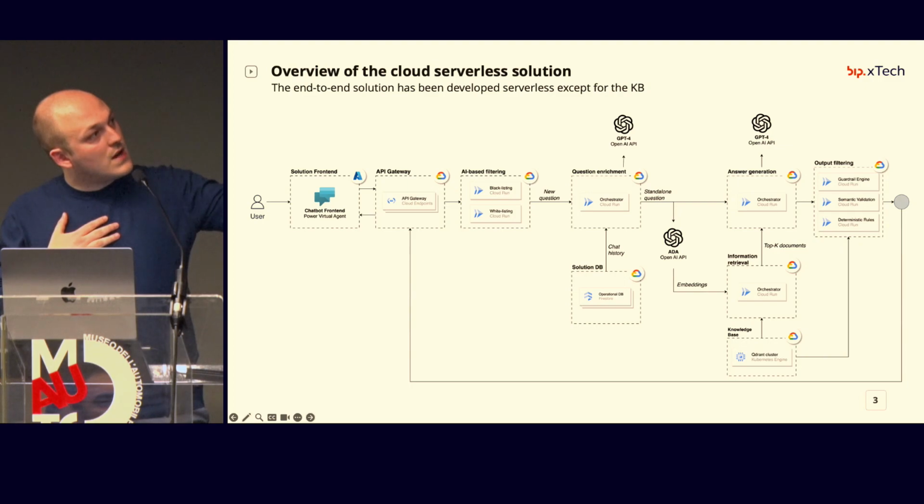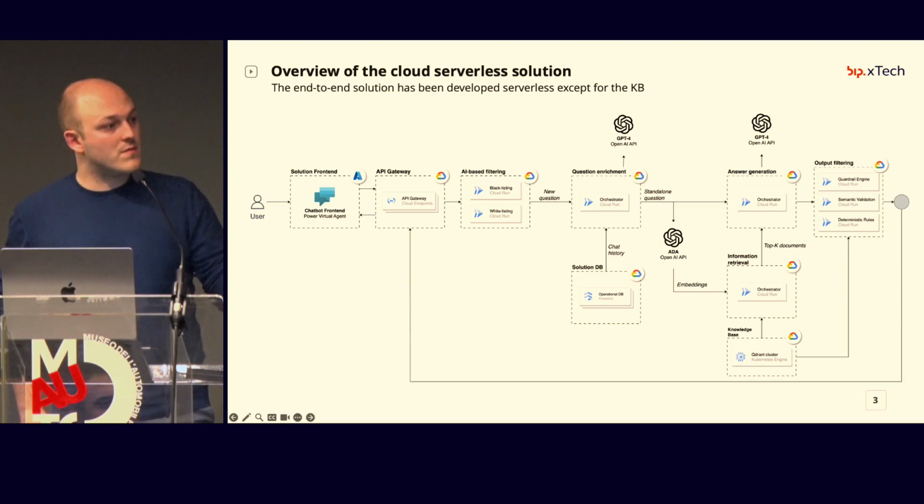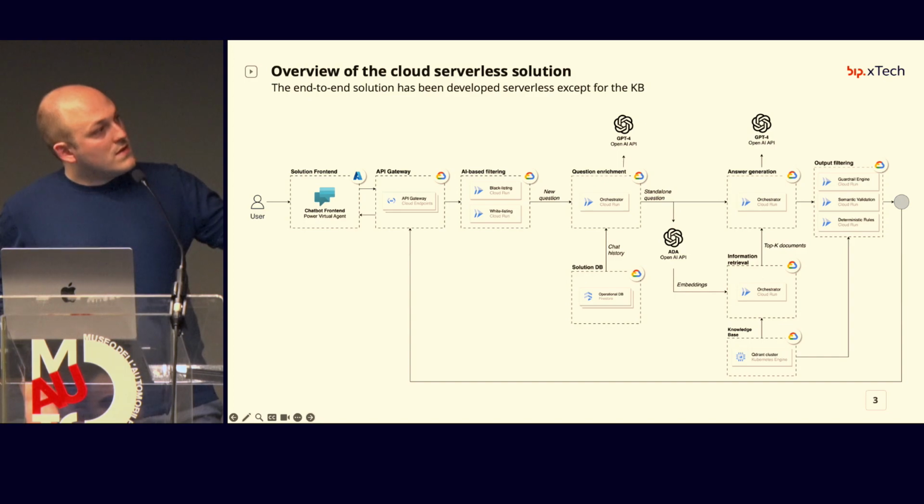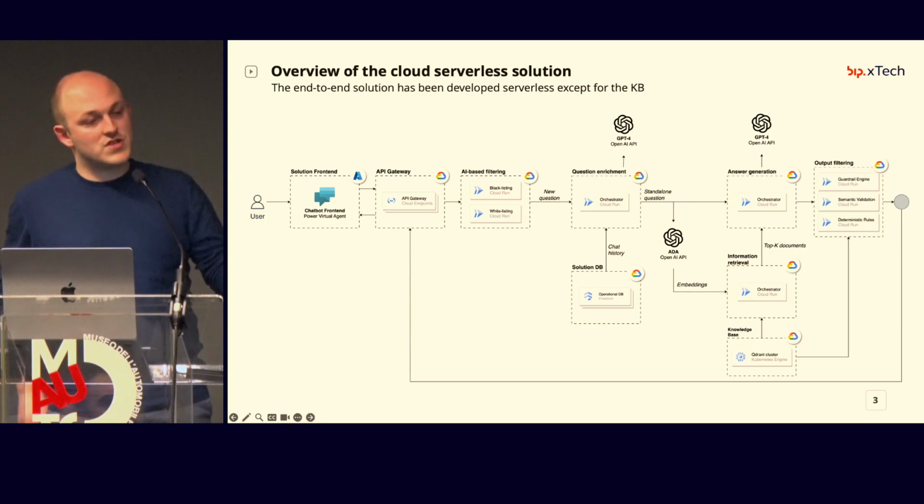And then we have an AI-based filtering that basically determines whether the current question from the user is good. If the question contains bad words, inappropriate content, or stuff like that, we refuse the question and we answer with a standard answer. If the question is good, we go on and we merge the new question with the chat history.